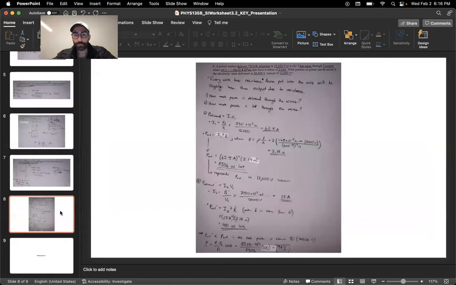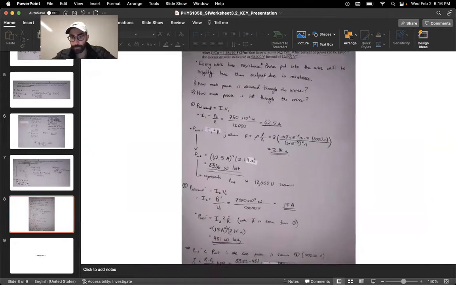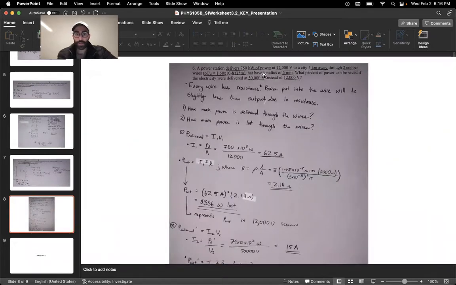Next. So here we have kind of a longer one, so I'm going to go pretty step by step. We'll just zoom in. We have a power station that's delivering 750 kilowatts of power at 12,000 volts to a city that's 5 kilometers away through 2 copper wires. They gave us that resistivity value. The wires have this radius, 5 millimeters. What percent power can be saved if the electricity were delivered at 50,000 volts instead of 12,000 volts?